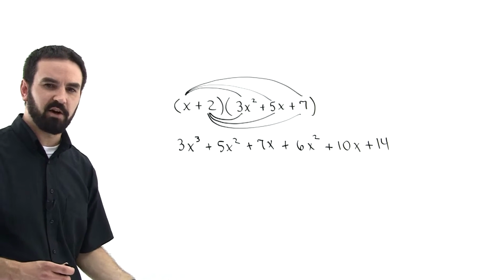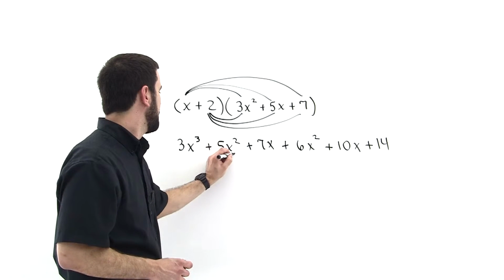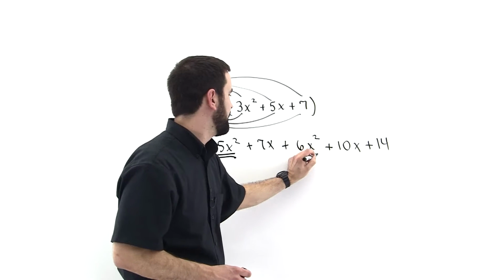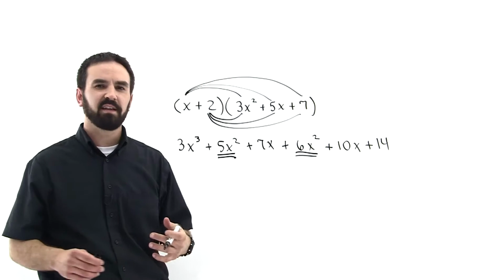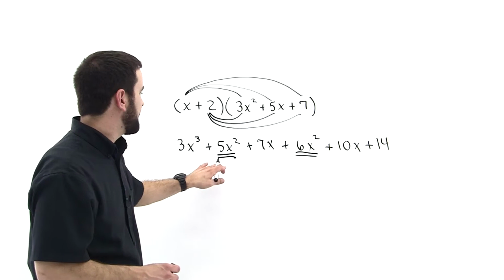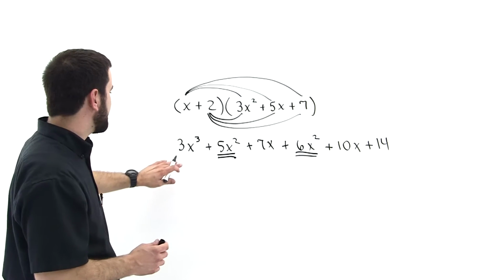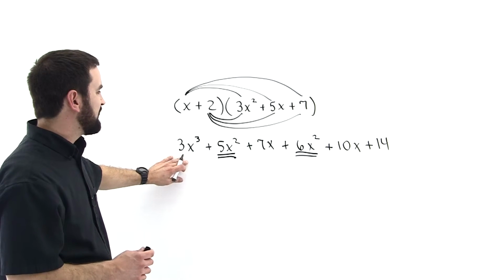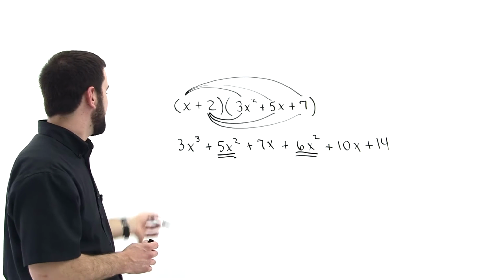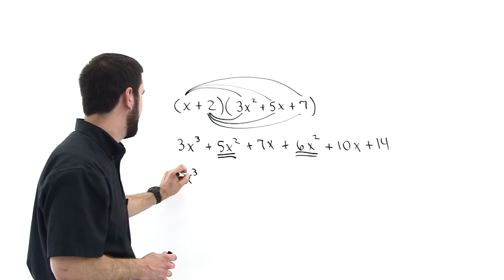Now we need to collect like terms, right? So we see that this 5x squared term here can be combined with this term here, because collecting like terms is the same as collecting like powers, right? And so 5x squared plus 6x squared will give 11x squared. We notice that this 3x cubed, there's no other x cubed in any of the other terms, and so that term is just going to stand alone. It will not be combined with anything.